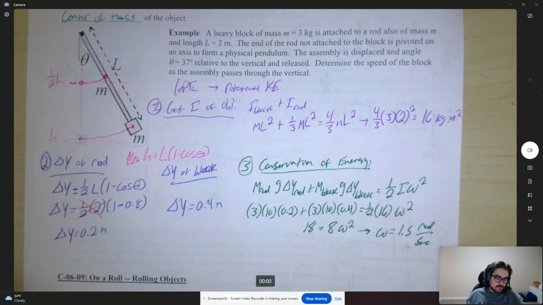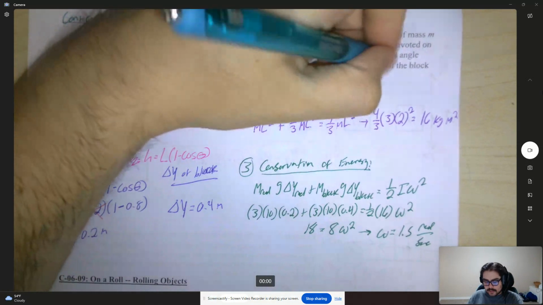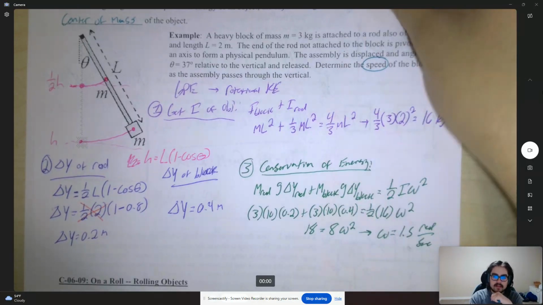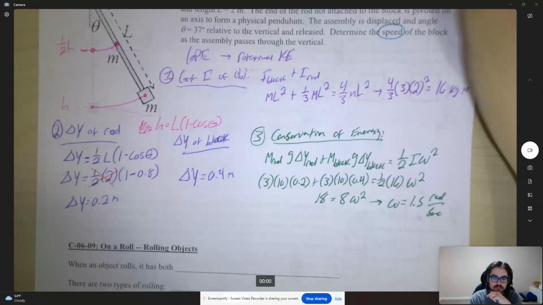Now, that's great. That's awesome. Here's the thing: that's not what we're asked to find. We're asked to find the speed of the block, and when it says speed, we're talking linear or translational speed, not rotational speed.